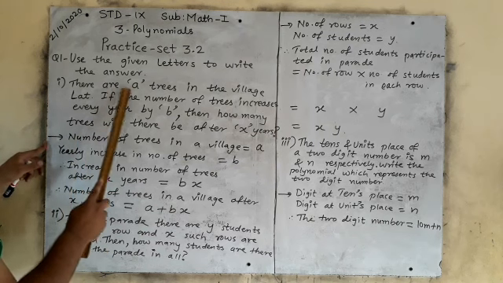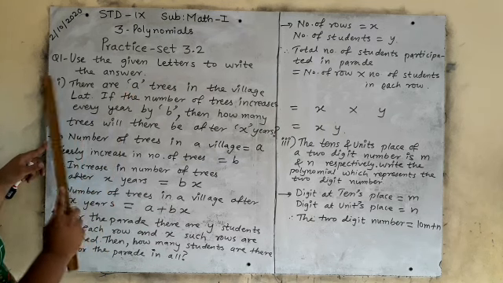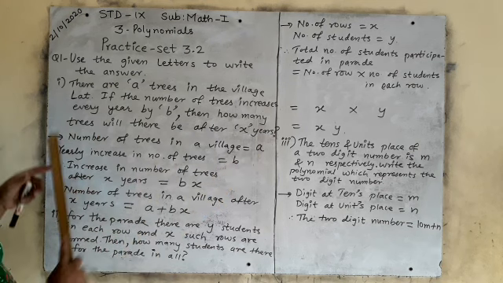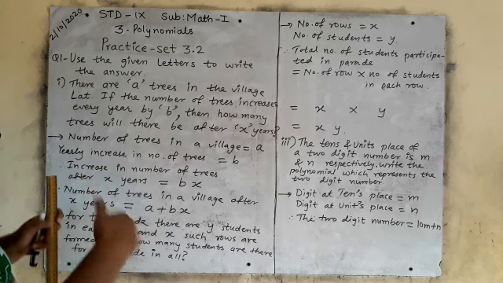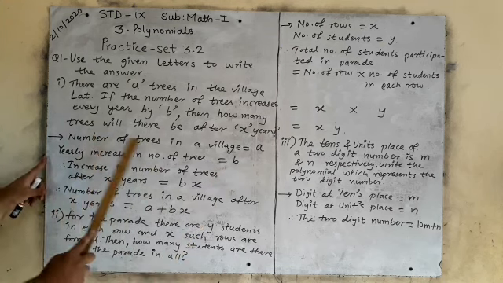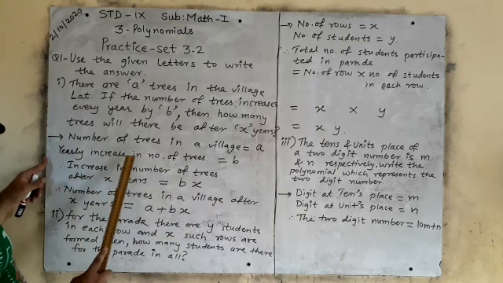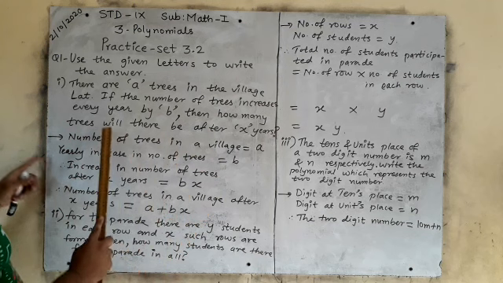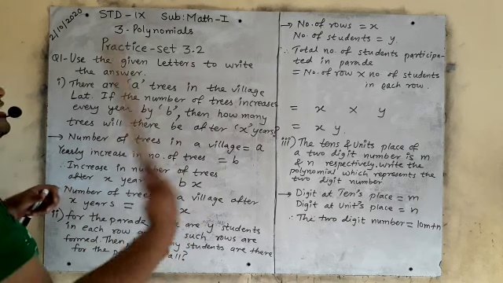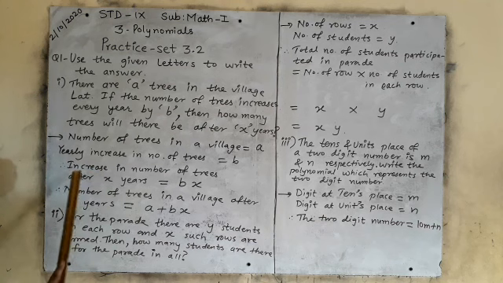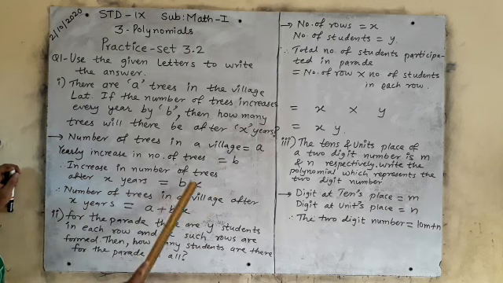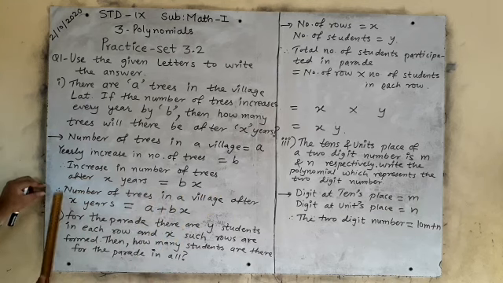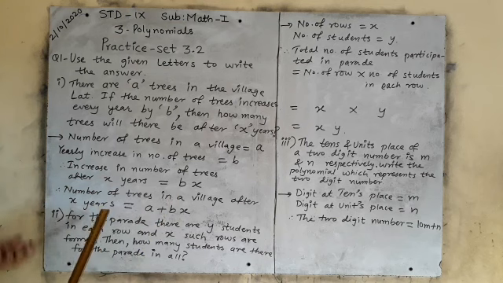So we will write number of trees in a village is equal to a. एक गांव में कितने दरख्त हैं? a. Yearly increase in number of trees, हर साल बढ़ते हैं. कितने बढ़ते हैं? b. And we have to know how many trees will there be after x years. So increase in number of trees after x years is equal to the increase denoted by b. Therefore b increases every year, so bx. Therefore number of trees in a village after x years is equal to a plus bx.